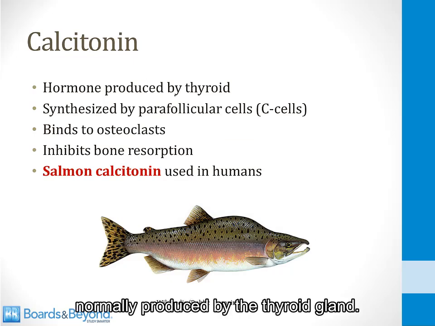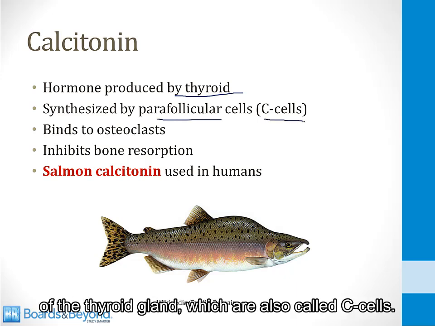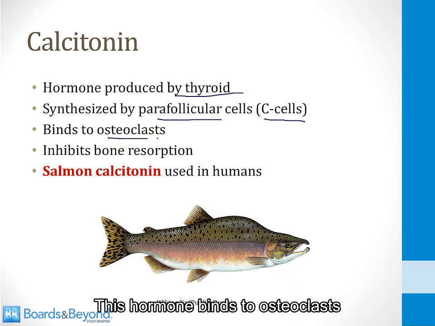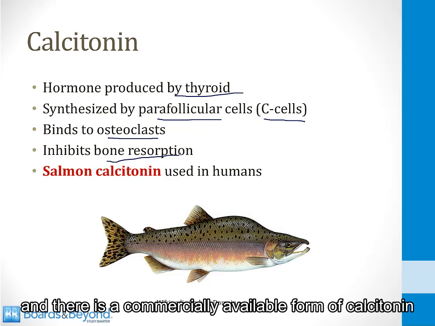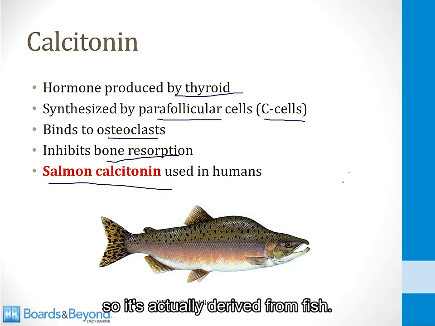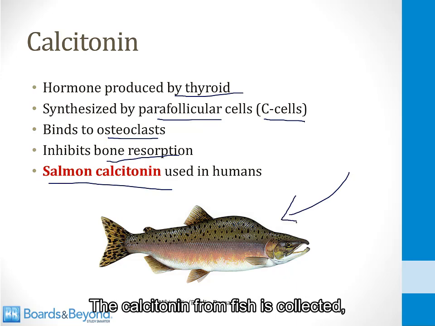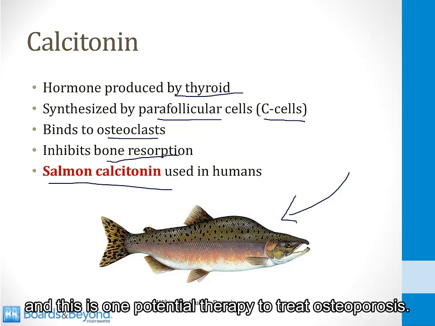Calcitonin is a hormone normally produced by the thyroid gland. It's synthesized by the parafollicular cells of the thyroid gland, which are also called C cells. This hormone binds to osteoclasts and inhibits bone resorption, and there is a commercially available form of calcitonin that is derived from salmon, so it's actually derived from fish. The calcitonin from fish is collected and it's marketed as a drug, and this is one potential therapy to treat osteoporosis.